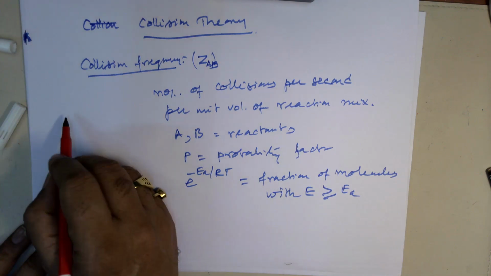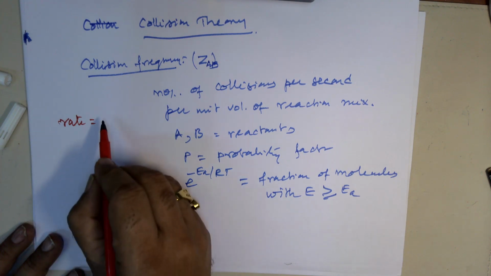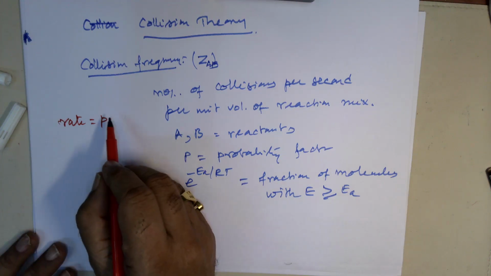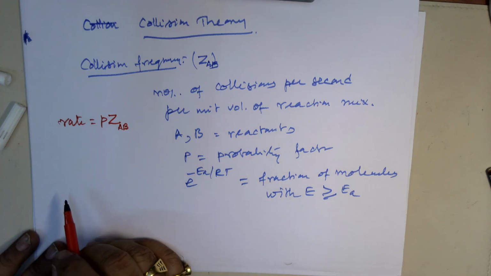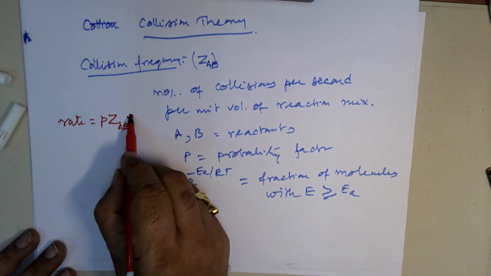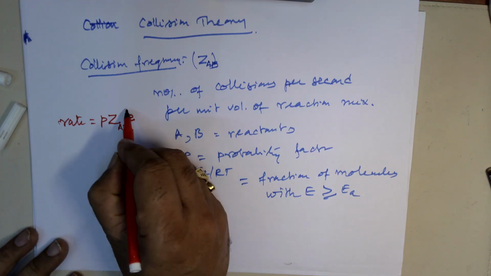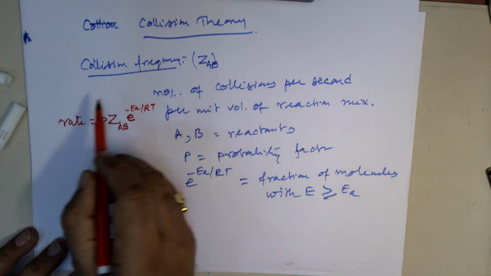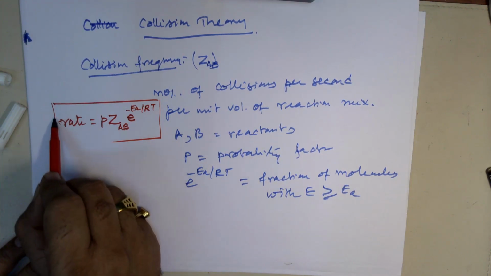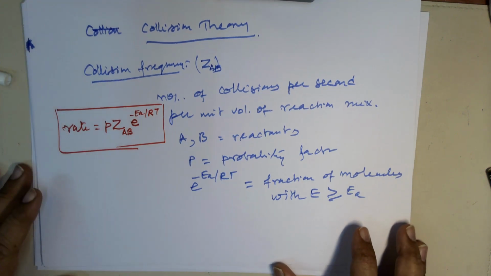Now the rate of the reaction is given by rate is equal to probability factor P times ZAB. What is ZAB? Collision frequency factor, into what is the fraction of molecules? e power minus EA by RT. So this is the rate of the reaction, the temperature dependence according to the collision theory.